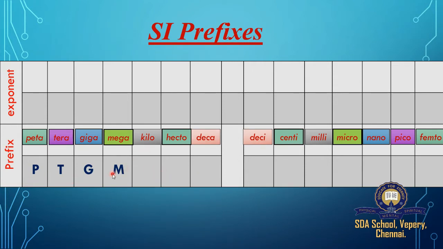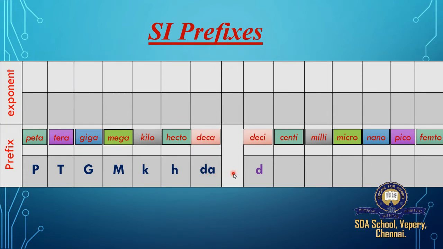For example, for kilo, it is denoted as small k. For hecto, it is denoted as small h. And for deca, it is denoted with two letters, which is da. This is the only prefix denoted with two letters. Okay, so da for deca, since small d has been allotted to deci. Deca takes two letters as its symbol.